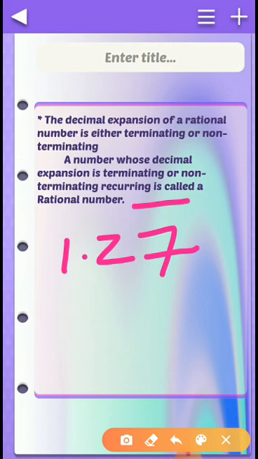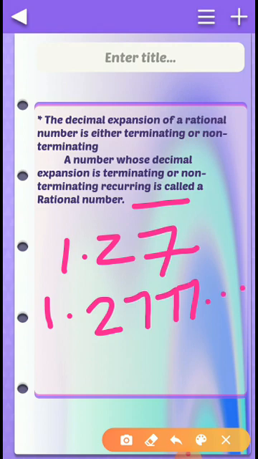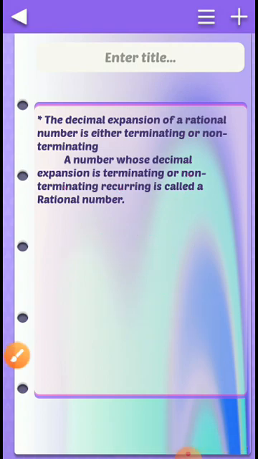Yes, because I can write this as 1.2777 and so on. It is non-terminating and recurring. It is repeating. The 7 is repeating there. So it is nothing but a rational number itself.